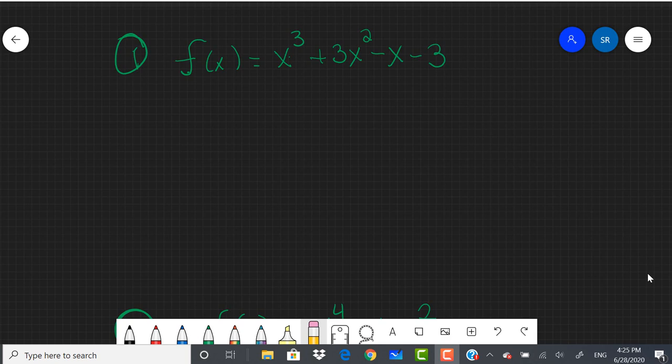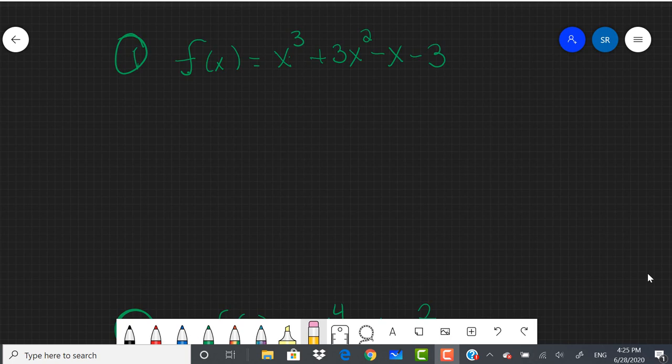Okay, in this video, I am going to show you how to determine what the end behavior is of different polynomials. So the first one we're going to look at here is f of x equals x cubed plus 3x squared minus x minus 3.